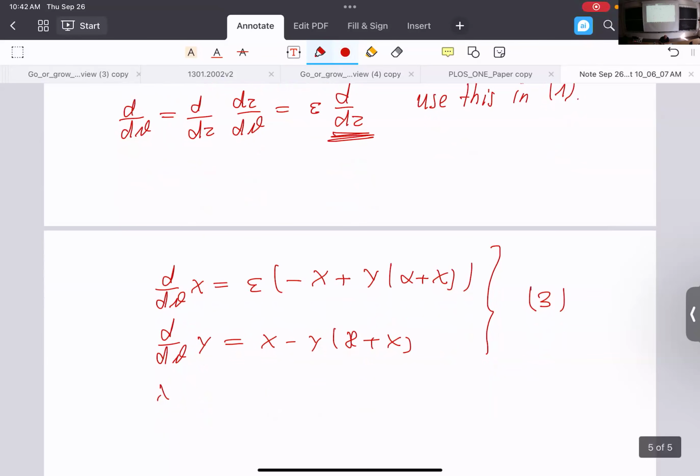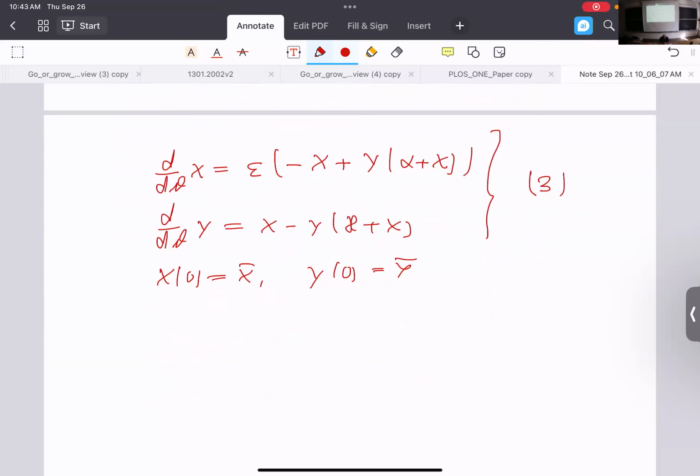Okay, and then x0 is x bar, y0 is y bar. So we smuggled the epsilon to a different term in our equations. And then if we set epsilon to 0 here, we get dx by d theta equals 0, which is a great thing, which means x is constant. So this simplifies quite a bit.